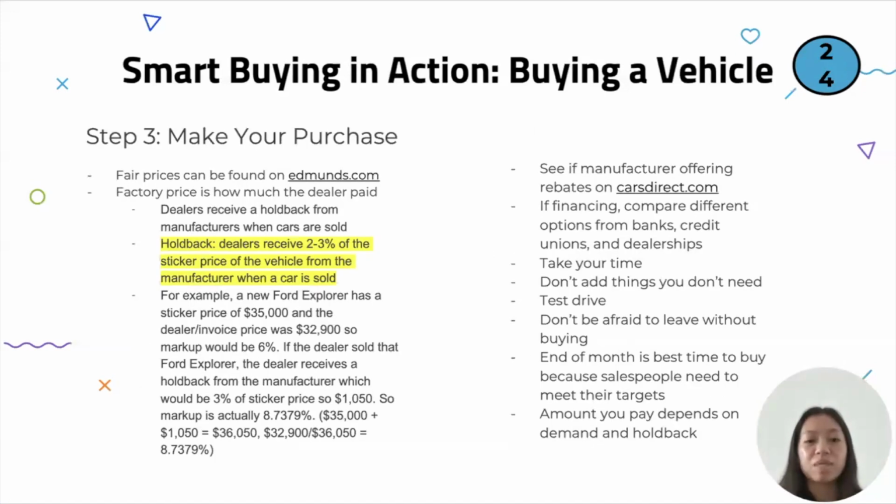Fair prices can be found on Edmunds.com. Factory price is how much the dealer paid for the car. The dealers receive a holdback from manufacturers when cars are sold. A holdback is when dealers receive around 2 to 3% of the sticker price of the vehicle from the manufacturer when a car is sold.